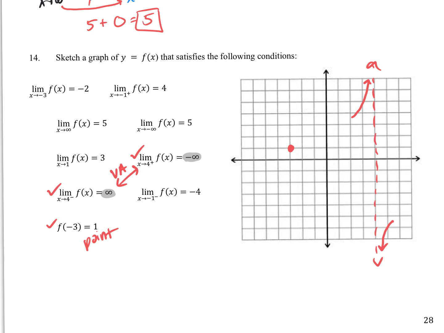The next thing I would look at, you guys, is as x goes to infinities. If my x is going to infinity, which direction is that going? To the right. Exactly. A horizontal asymptote. As x goes to the right, my y's have to level off at 5. I need to have a horizontal asymptote at 5, and that's because if my x's are approaching infinity, that's referring to an asymptote.